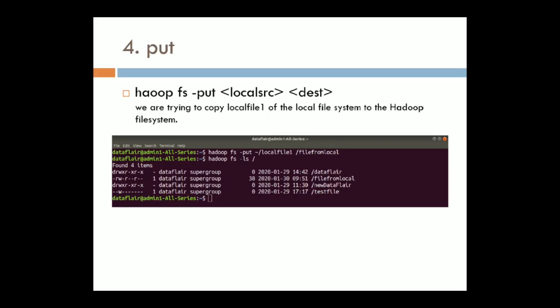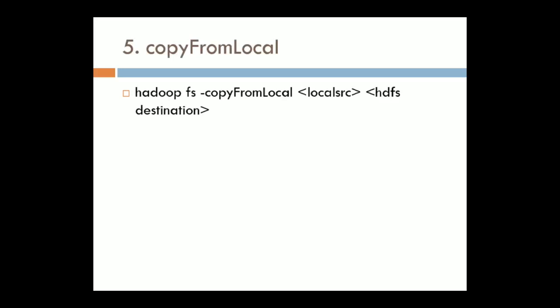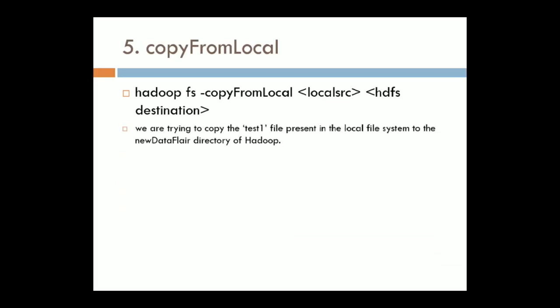Okay, and here you are seeing the test file. This is what has been created at this moment. This is the file from 1 which we have successfully put at a different location. Okay, so the next is copyFromLocal.